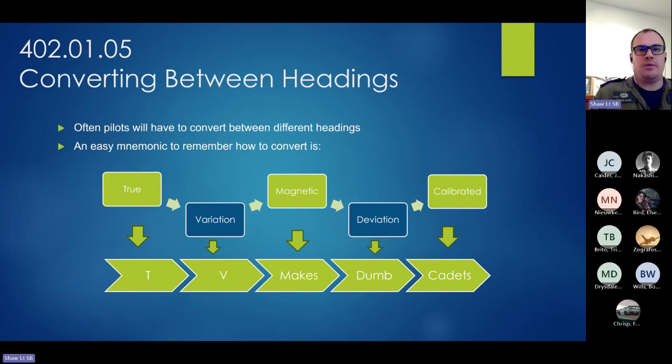And there's a way that you have to know whether we add or subtract variation and deviation. We'll talk about that in just a second. But you have to know how to get from true, which is our map, to magnetic, all the way to compass, so that we can navigate properly. So any questions on that? We'll go through a couple of examples here, and I'll explain it a little bit more in depth.